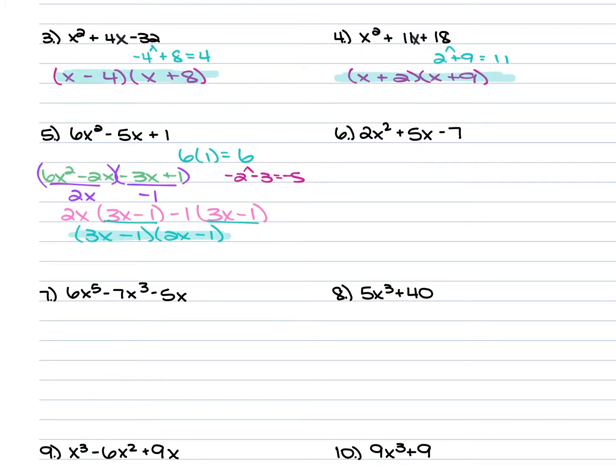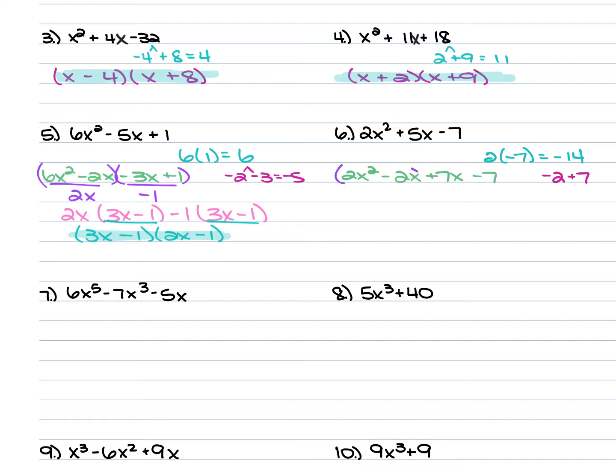For number 6, you have 2x squared plus 5x minus 7. Again, your a is not 1. You do not have a greatest common factor, so you're going to multiply your 2 times that negative 7, which gives you negative 14. You want the factors of negative 14 that add up to be positive 5. That's going to give you a 2 that's negative and a positive 7. So this gets rewritten as 2x squared minus 2x plus 7x minus 7.